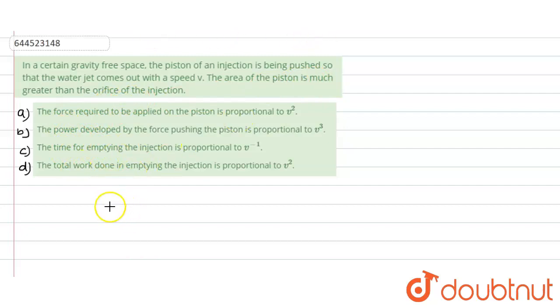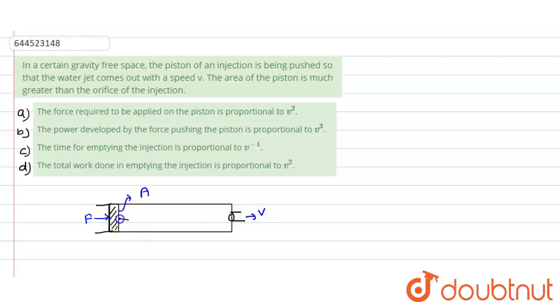So let's say this is our situation. Let's say this is our cylinder, and to it there is a piston which has been attached. Okay, this is our piston. Now at this end we are applying a force. Let's say the force which is applied here is F, and the cross-sectional area here is capital A. Now there is an orifice at this end through which water would be discharged. This velocity is given to be v.